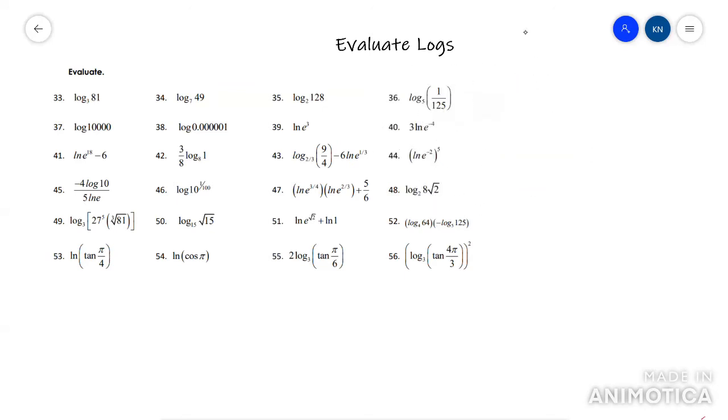Okay, now when there's not a number there, like on 37, it's a 10 for the base. So this one's really like 10 to the X equals 10,000. And with the tens, you can just count the zeros. So like this one, 10,000 has 4 zeros. Well, that's 10 to the 4. So therefore, X equals 4. So when you evaluate it, the answer would be 4.